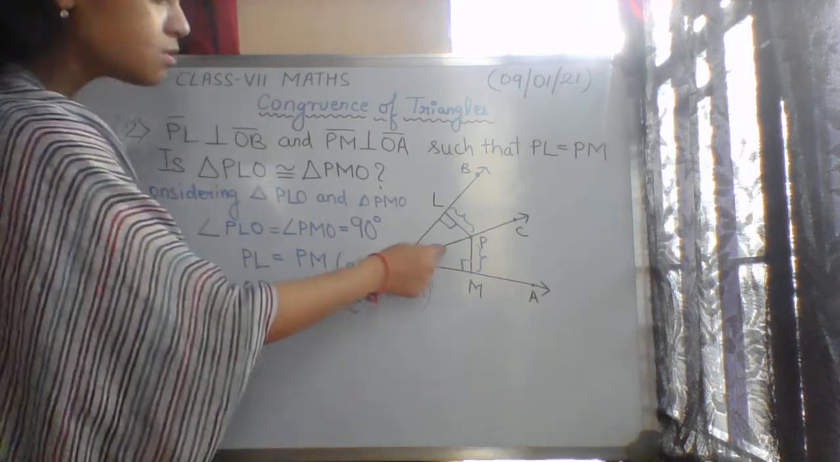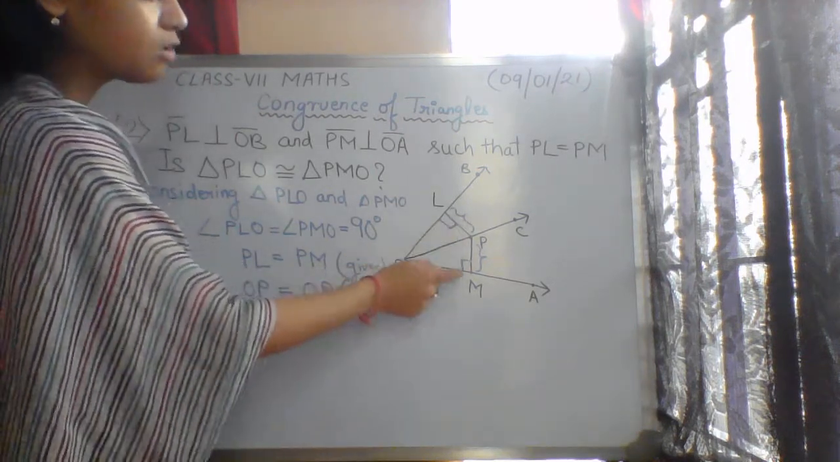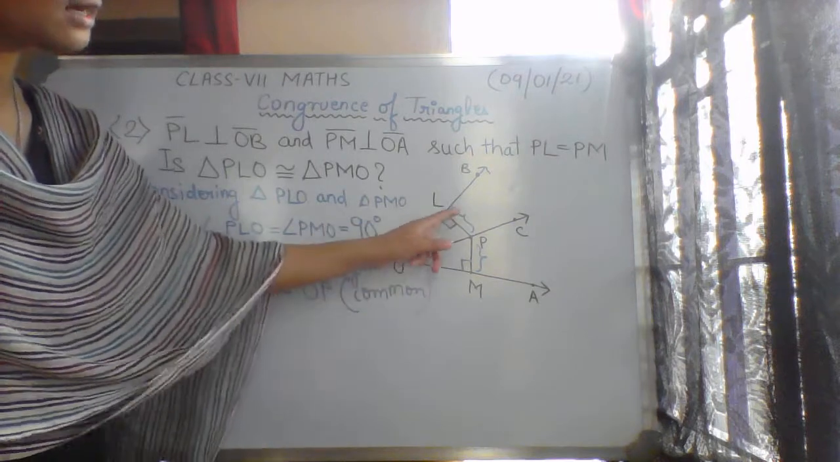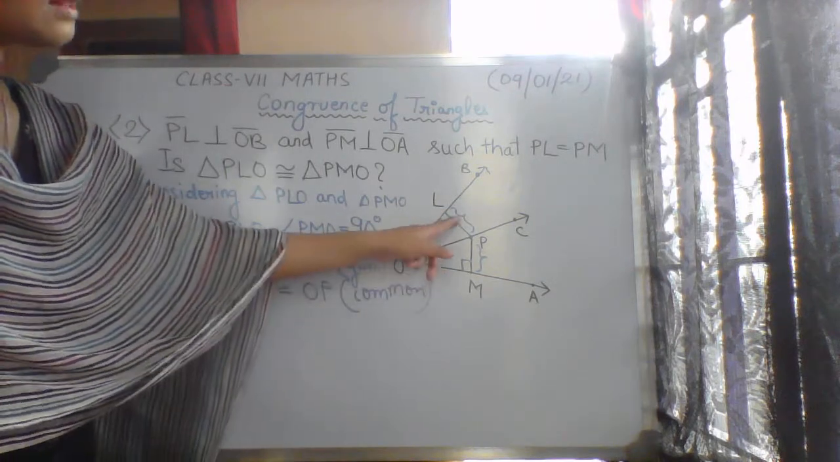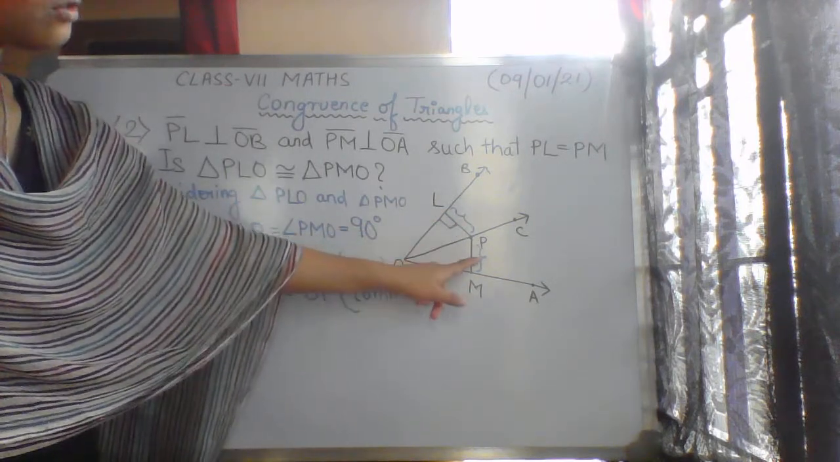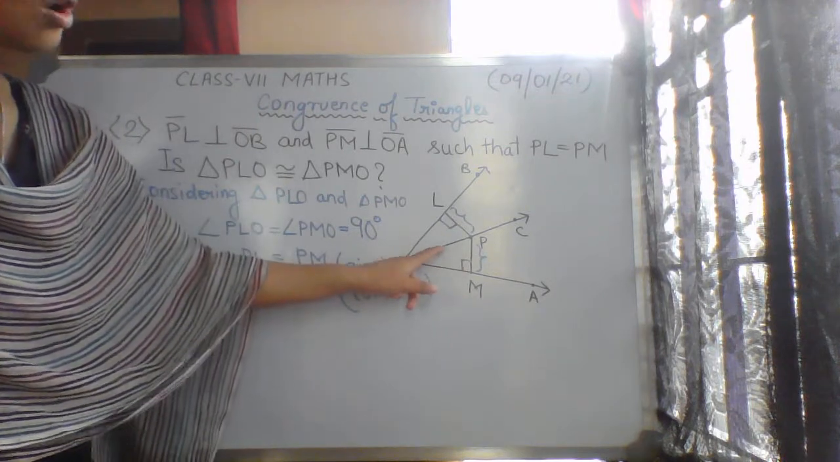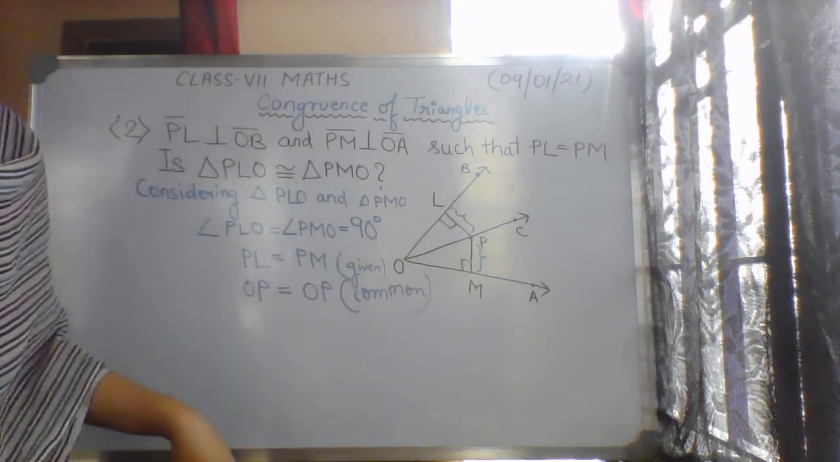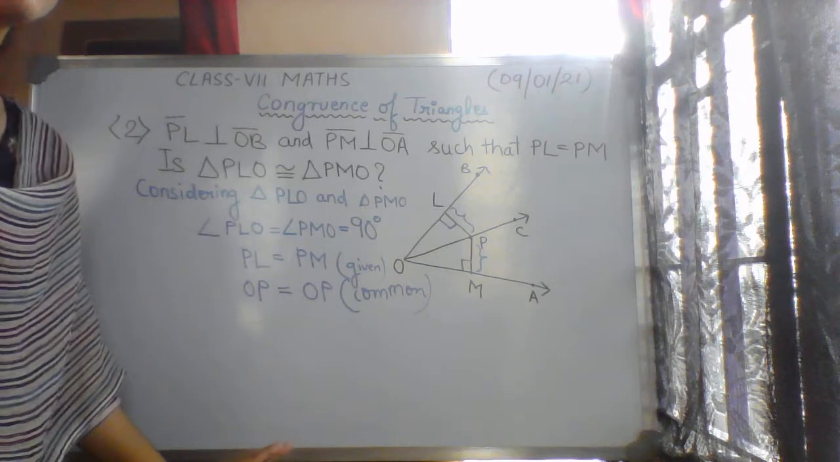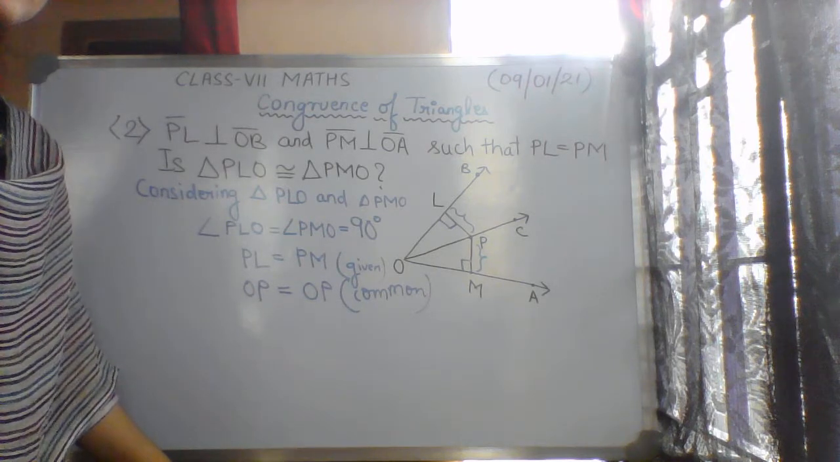So only two sides are given, and they are equal. This side and this side are equal. This side of this triangle equals this side. This side is common, so two sides are given and equal, but the third side is not given, so we cannot apply the SSS criteria.